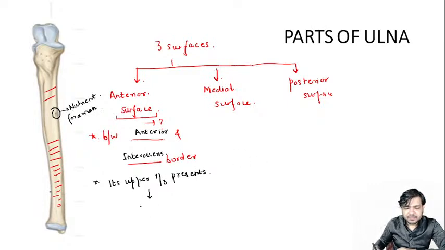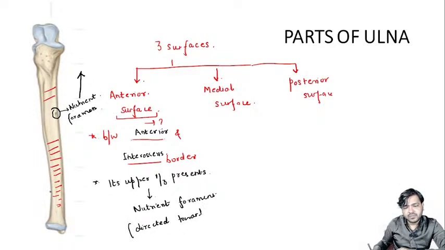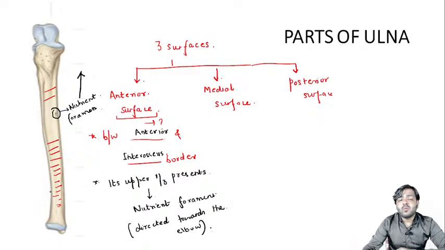It presents a nutrient foramen, and remember the direction of the nutrient foramen will be towards the elbow joint. Okay, the direction of the nutrient foramen, it will be towards the elbow joint. It is directed towards the elbow. So its upper 1/3, basically it presents a nutrient foramen. You will find on this particular surface, that is the upper 1/3 surface, and the direction of the nutrient foramen is basically upwards towards the elbow joint. Yes, Pavan, Nesi, very good.